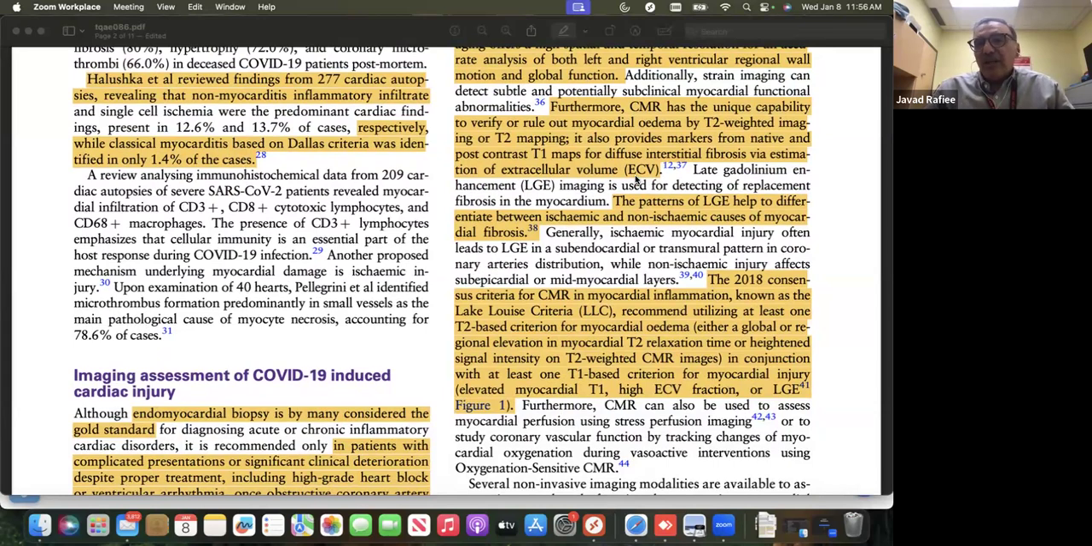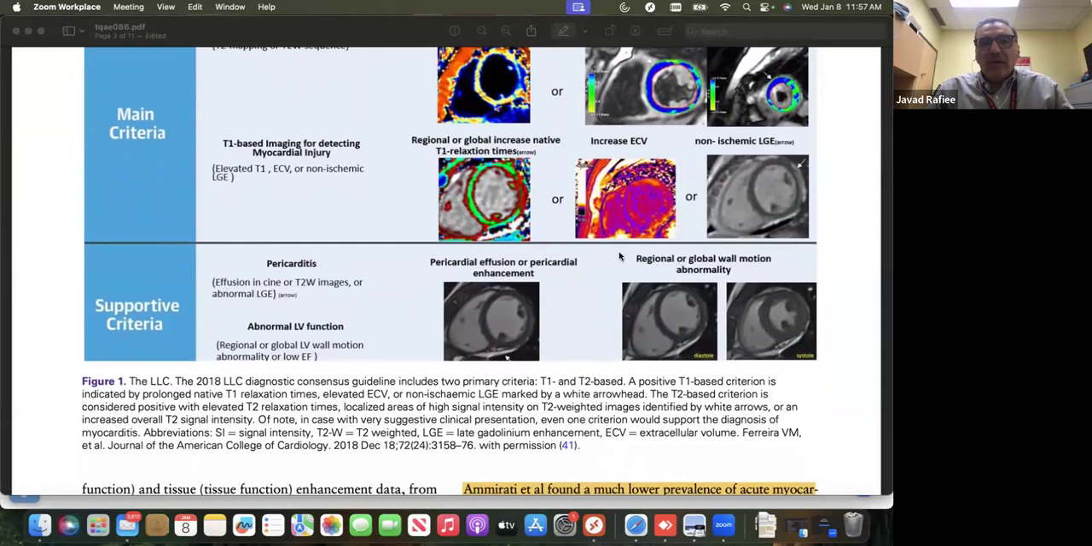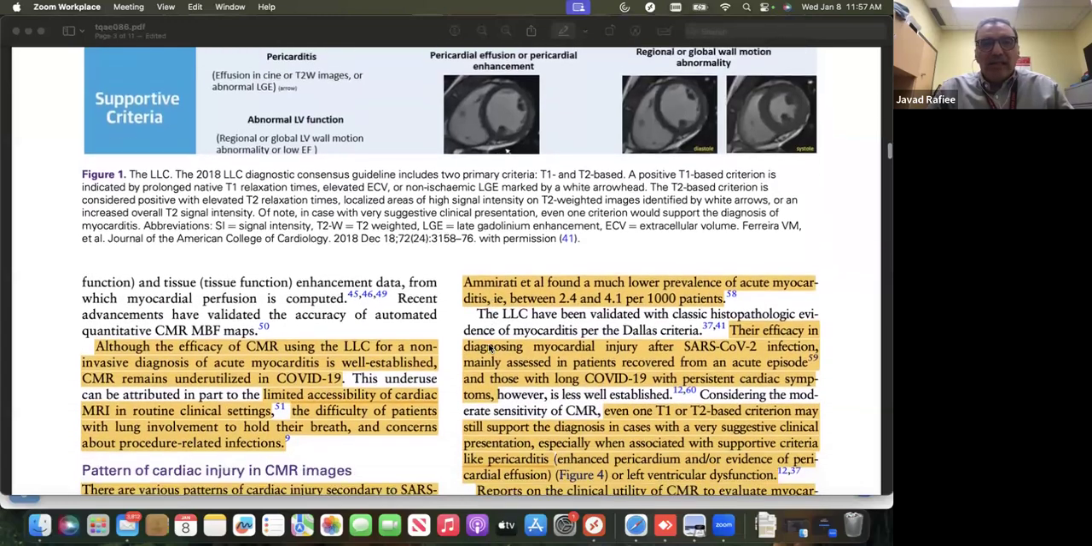The standard criteria for cardiac MRI to show myocardial damage is the Lake Louise criteria, and I want to show the diagram of the Lake Louise criteria. It is based on one T2 abnormality, based on T2 map or T2, to show myocardial edema, or T1-based imaging to detect myocardial injury and fibrosis as a regional increase in T1 relaxation time, LGE, or increased extracellular volume, and the supportive criteria like pericardial effusion, pericardial enhancement, or abnormal LV function.